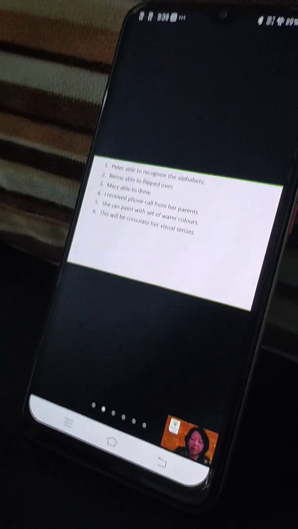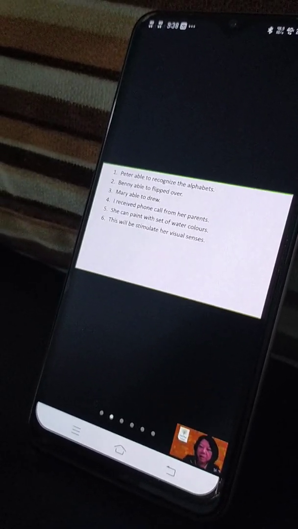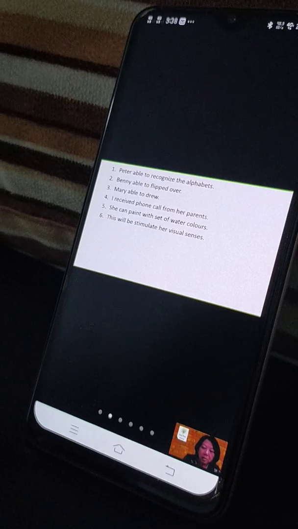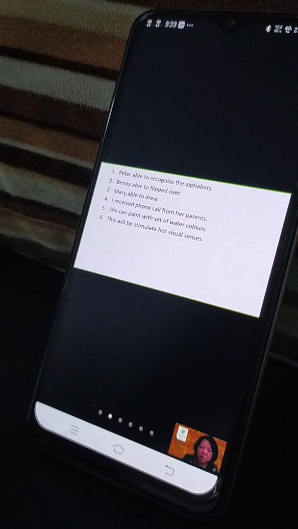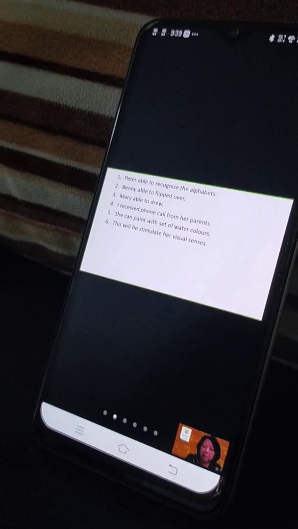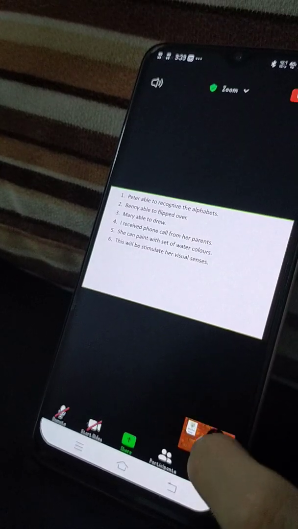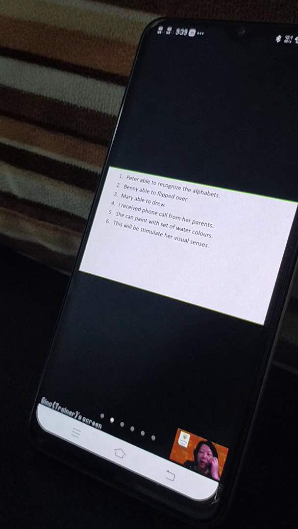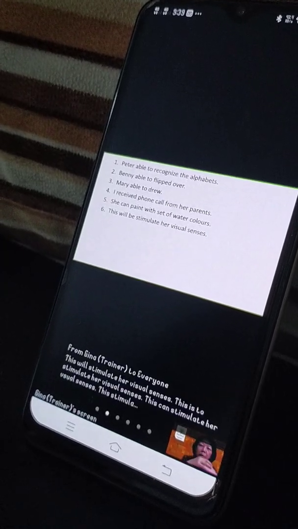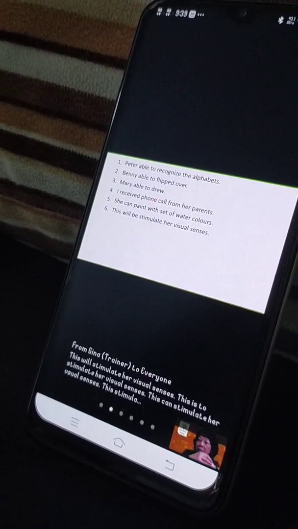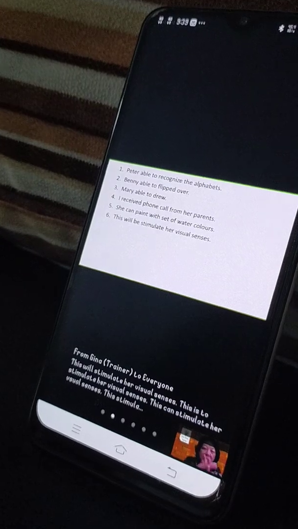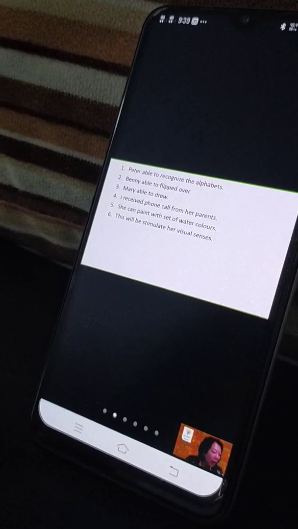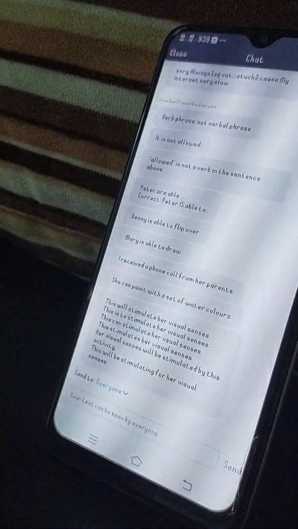Activity, yeah. Or this will be stimulating for her visual senses. Yeah, although this sentence is said that way anyway. So okay, I put in the chat the multiple ways to change this sentence. Yeah, can you tell me why this sentence is written as number 6?